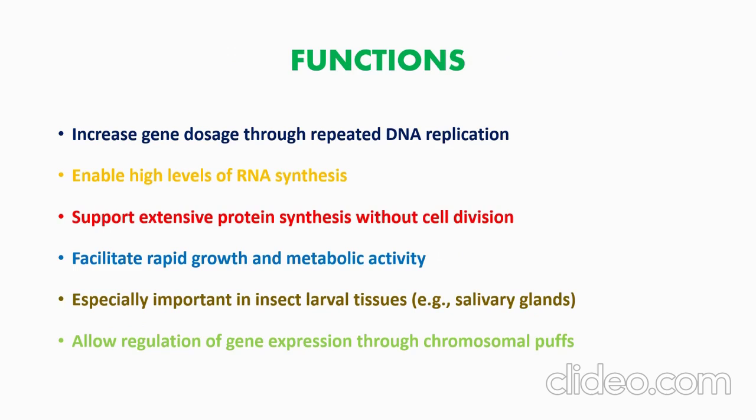And coming to the functions of Polytene chromosomes, they increase gene dosage through repeated DNA replication, enabling high levels of RNA and protein synthesis without cell division. They support rapid growth and metabolic activity, especially in insect larval tissues, and allow regulation of gene expression through chromosomal puffs.